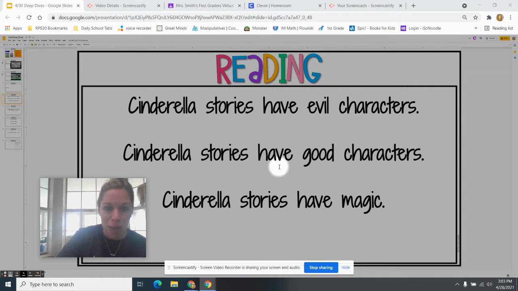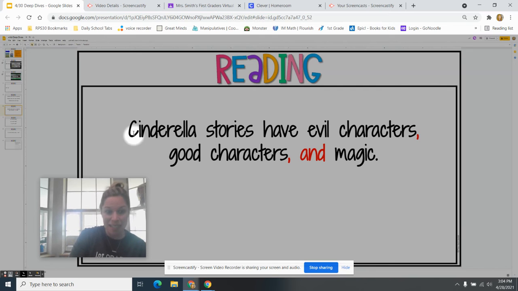Well, let's see how we could turn these 3 sentences into one compound sentence. You will notice that every single one of these sentences starts with Cinderella stories have. Cinderella stories have. Cinderella stories have. Well, that could be a little bit boring as the reader. So let's see if we can make this a more interesting sentence by putting our sentences together using one of those puzzle piece conjunctions and some commas to make it more interesting.